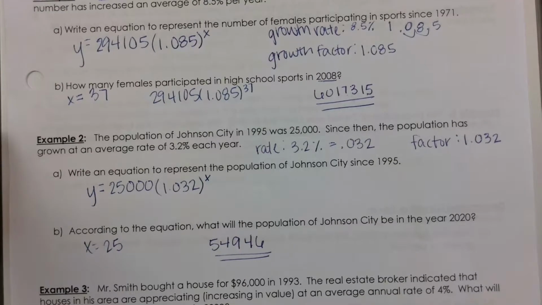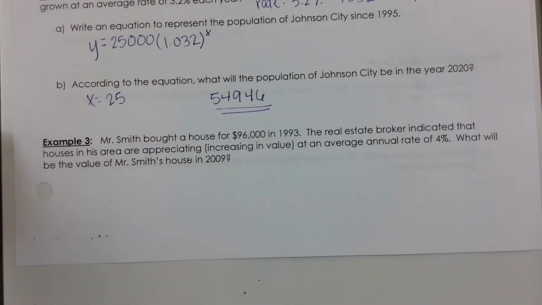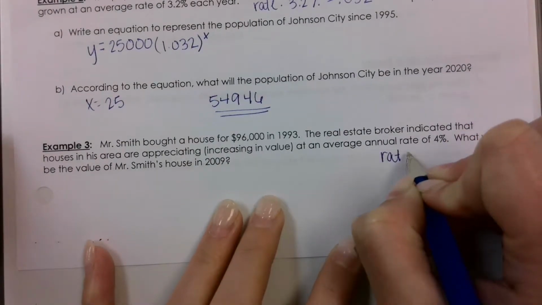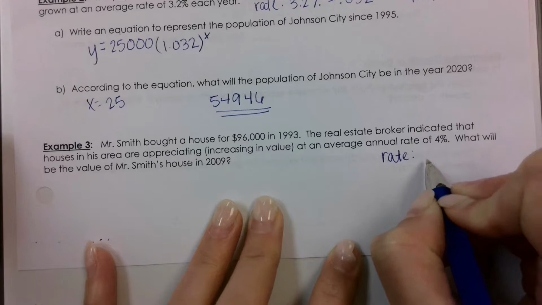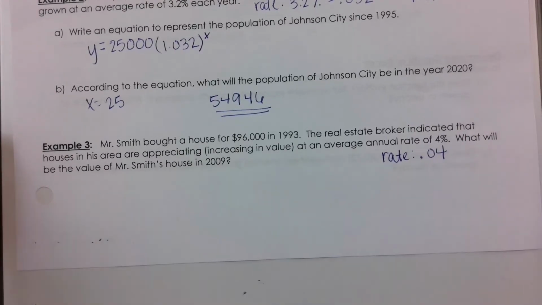Alright. So looking at the next one, Mr. Smith bought a house for $96,000 in 1993. The real estate broker indicated that houses in his area are appreciating. So appreciate means increasing at an average annual rate of 4%. So what will be the value of Mr. Smith's house in 2009? So I want to write our rate and our factor first. So what would your rate be? 4% as a decimal? Is that okay?